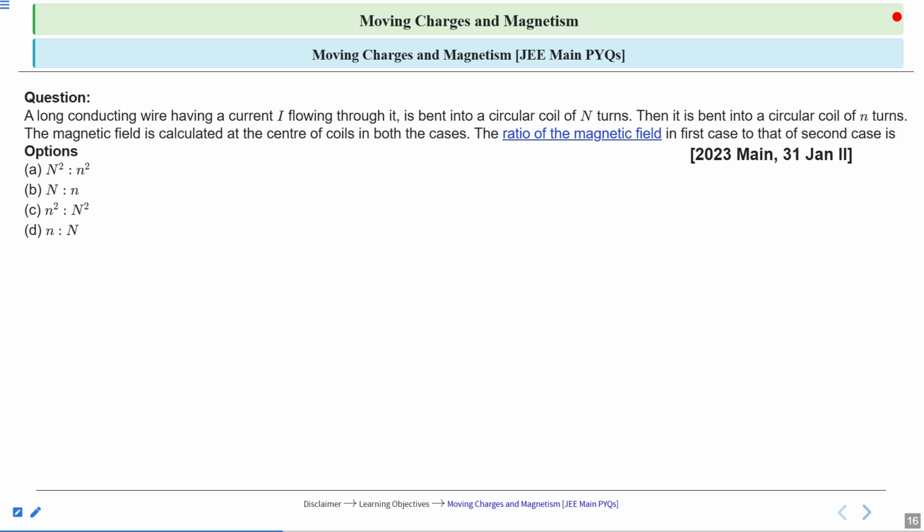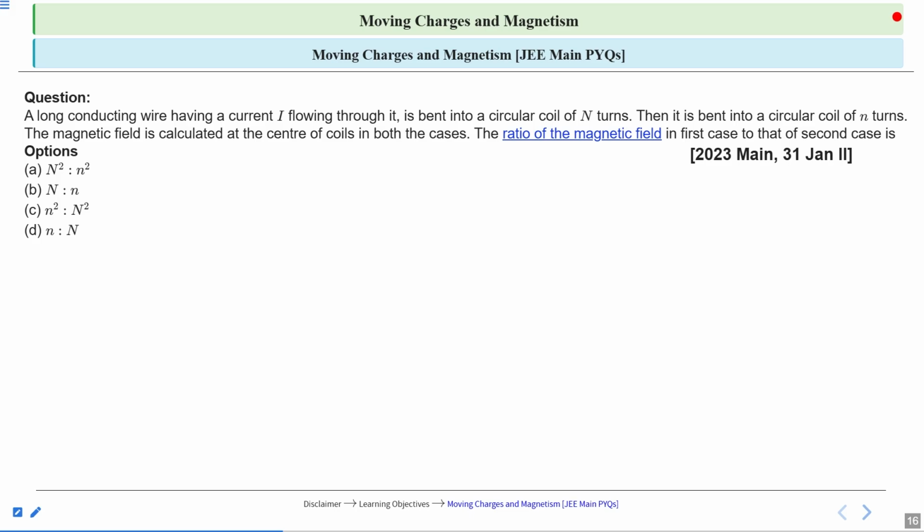The length of the wire is the same, so the total length of the wire will remain the same. Only the number of turns into which we are bending the straight wire into a circular coil is different, due to which the radius will also be different. We will see how. The magnetic field is calculated at the center of the coil in both cases. The ratio of the magnetic field in the first case to that of the second case, we have to find.